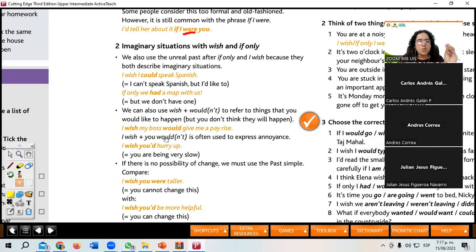I wish you wouldn't. This is a very common phrase to express annoyance, okay? What is annoyance? Comes from the word annoying. ¿Molestia? Yes, molestia. So, I wish you wouldn't. Esta frase es muy común cuando queremos demostrar molestia con alguien. I wish you would hurry up. Ojalá te apuraras. ¿Ok? Soy molesto. Quiero que te apures. Yes, I wish you would hurry up. You are being very slow.